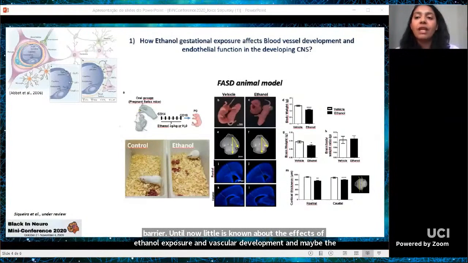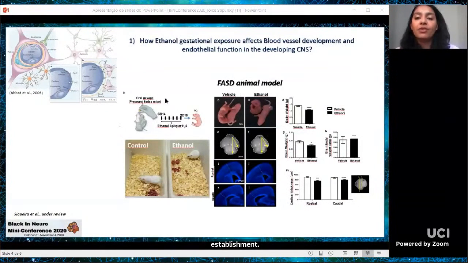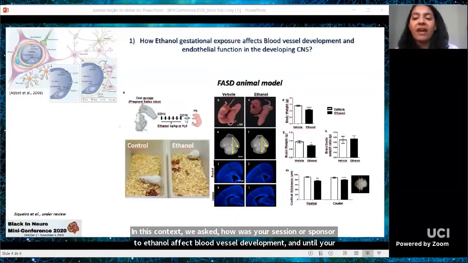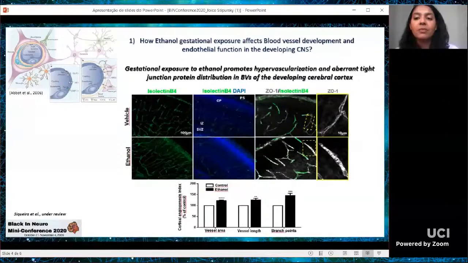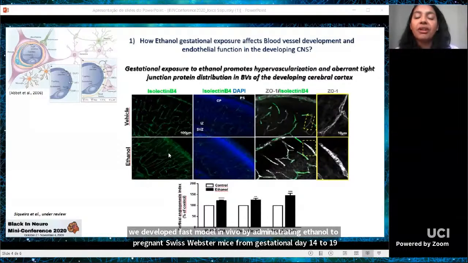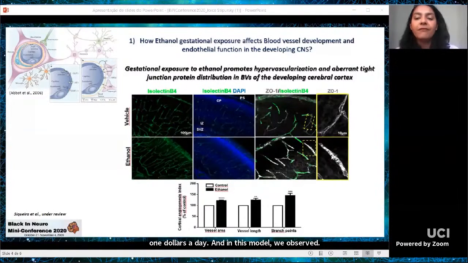To answer that, we developed a FAS model in vivo by administering ethanol to pregnant Swiss Webster mice from gestational day 14 to 19, one dose a day. In this model, we observed typical FAS characteristics such as decreased body and brain weight, and also reduction in cortical thickness. Surprisingly, in the cerebral cortex of pups exposed to ethanol, we observed hypervascularization by labeling blood vessels with isolectin B4, and altered distribution of the tight junction protein ZO-1, suggesting that barrier function of the vascular endothelial cells could be impaired in vivo.